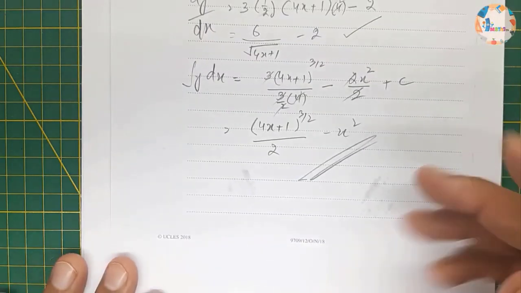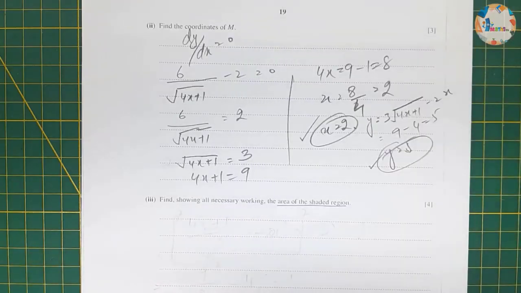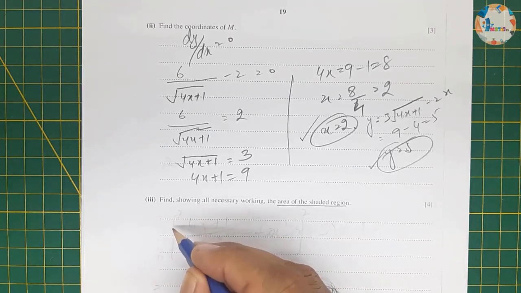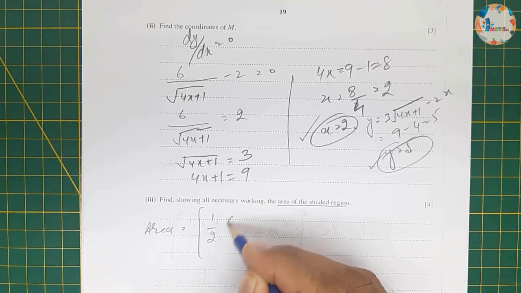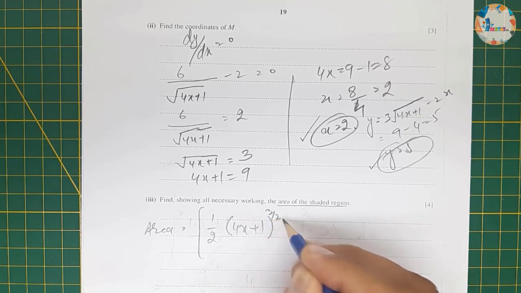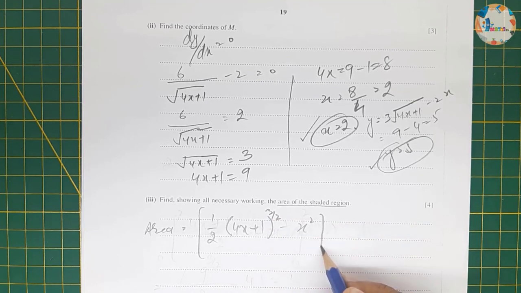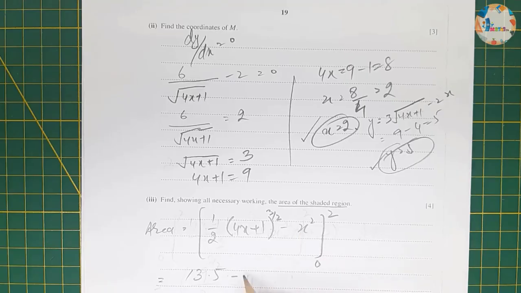So first of all, I will be using this integral with the limit from 0 to 2. So the area under the curve will be equal to the integral which we will be using, 1 by 2 into 4x plus 1 raised to power 3 by 2 minus x square, and this integral will be from 0 to 2. If we replace the upper limit in this one by the calculator, we'll get 13.5, and if we replace the lower limit, this will be 0.5.